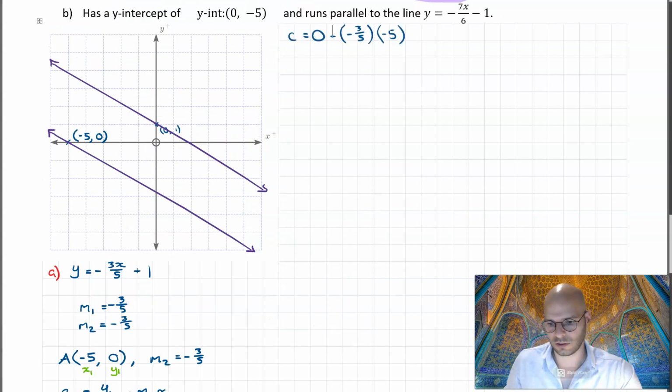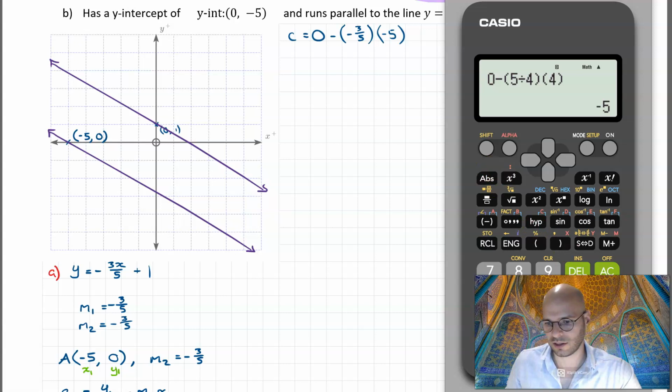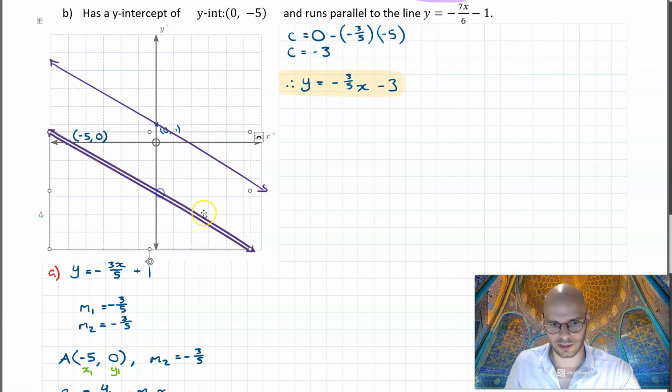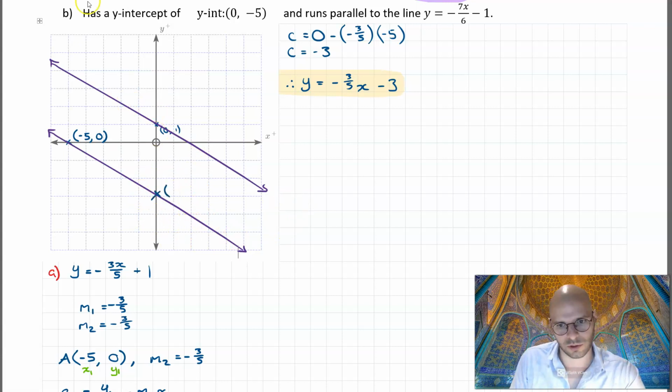Too easy. And then finally I bring up my calculator and I go 0, take, open brackets, minus 3 divided by 5, close it off, open it, minus 5, close it. And thus I get a value of minus 3. So therefore, using the values that I've calculated, y is equal to negative 3 over 5 x, take 3, and that's our equation here. And as you can see, it cuts through it. Notice that before it was more of a sketch, so there we see it fits.